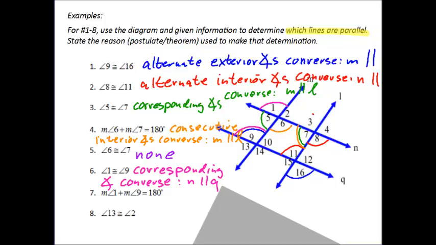Moving on to number 7. Measurements of 1 and 9 added together are 180 degrees. 1 and 9 are therefore supplementary angles. And we're talking about the same 1 and 9 as in the previous problem. And we said these angles are corresponding angles.